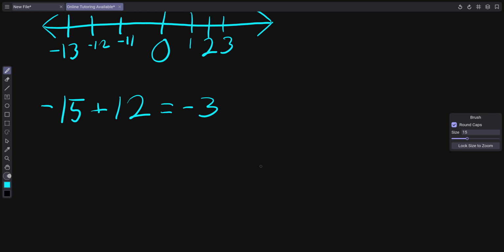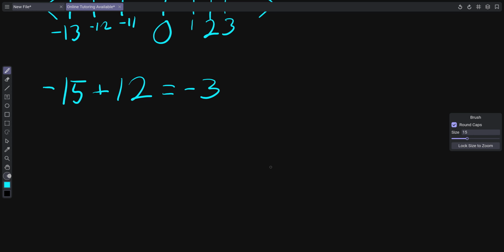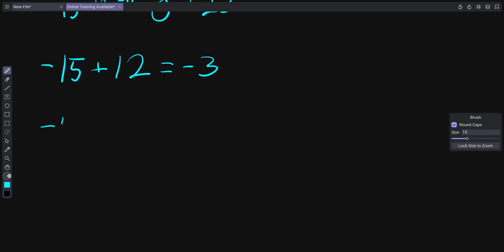And I'll give you some more examples soon. Let's say we had negative 5 plus 7. We would look at the number that seems the largest regardless of whether it's positive or negative. In that case, it's 7.